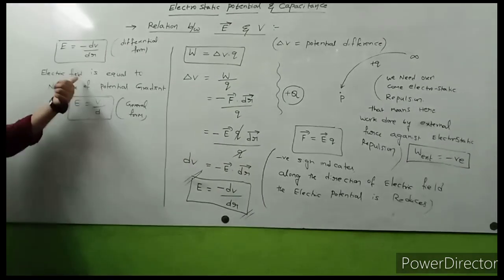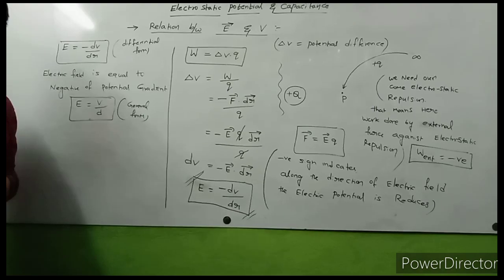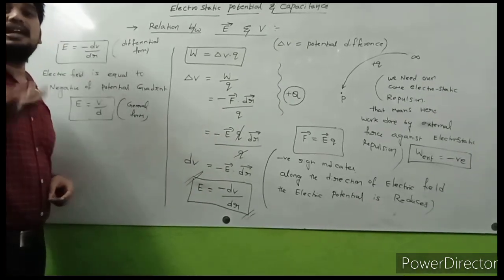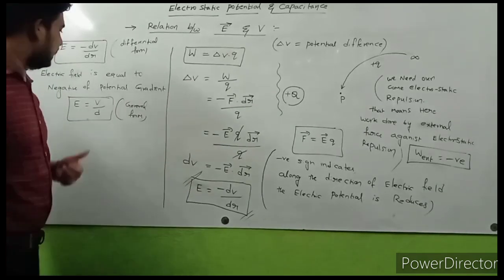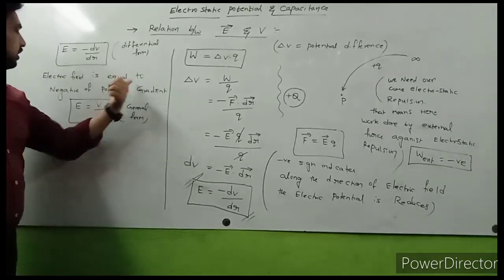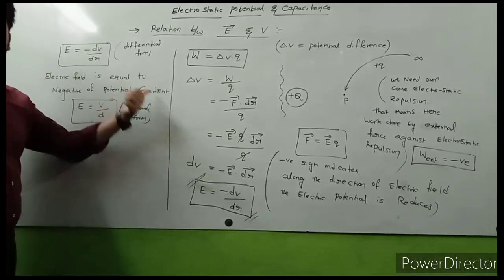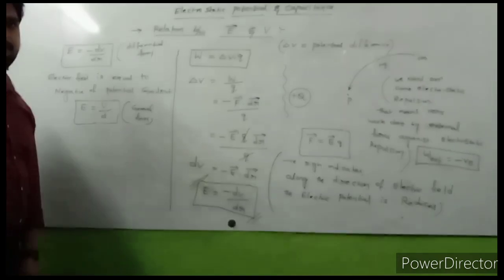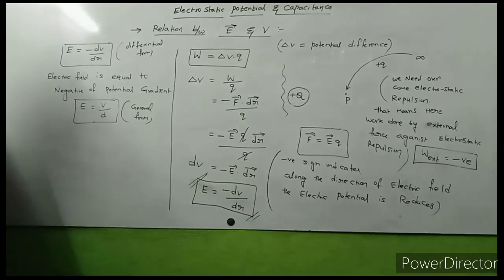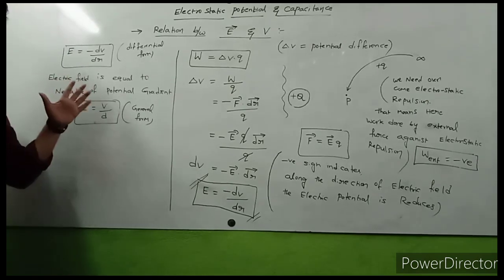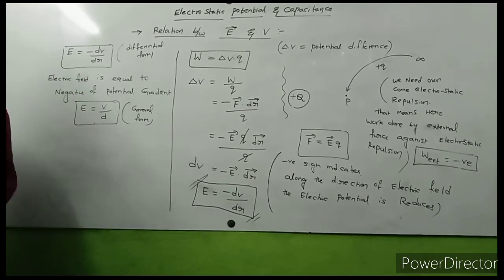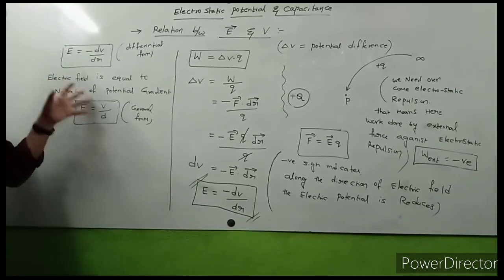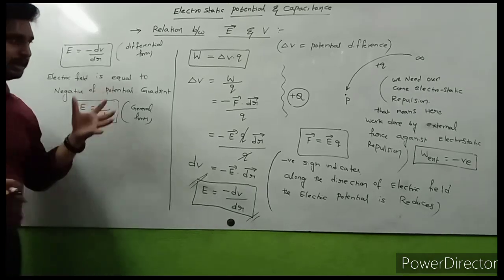Potential gradient means, my dear, gradient means by length. Velocity gradient means velocity by length. Potential gradient means potential by length. Here electric field is equal to negative of potential gradient. That means minus of potential by length is called electric field. So that is the meaning of electric potential. I hope you understood this. Then I am going to explain a few more details about these relations. So before that, you can note this down.